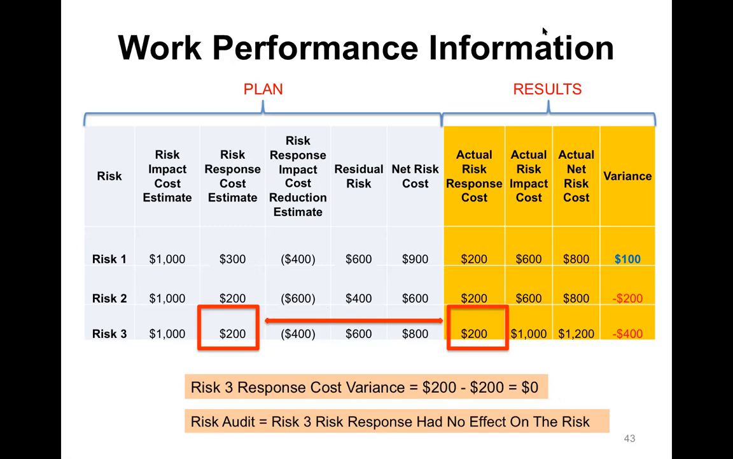So in this case, again, for risk 3, the risk response had no effect on the risk at all this time. So we spent $200 and we still have to absorb the $1,000 in the risk cost estimate. So the risk response in this case had absolutely no effect on the risk itself. And we were better off doing nothing at all.